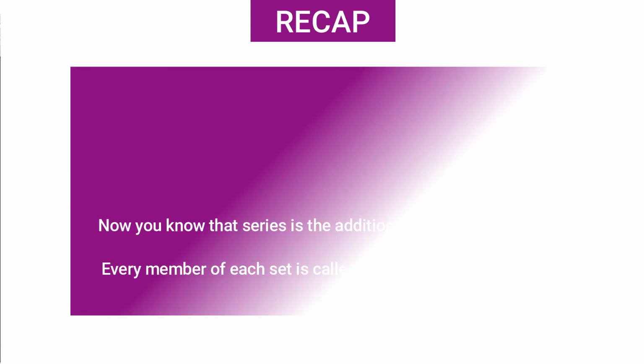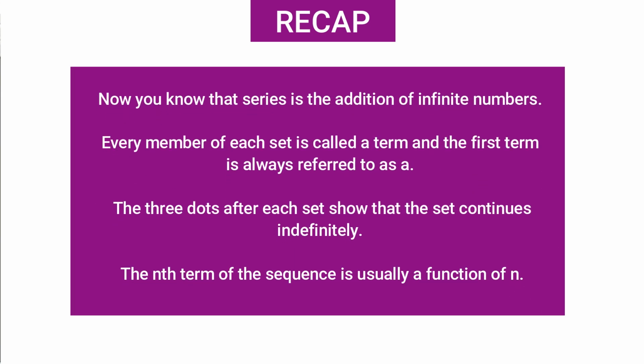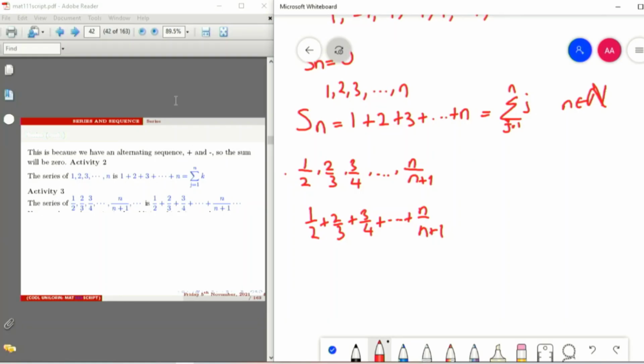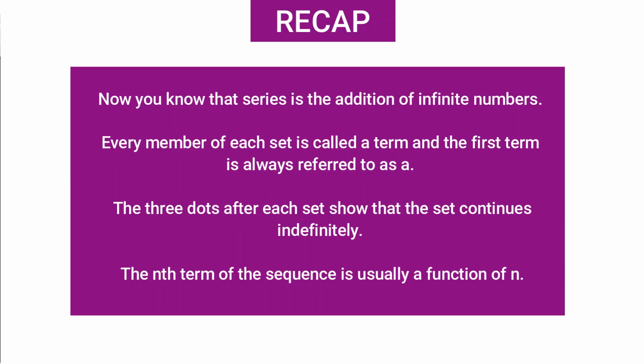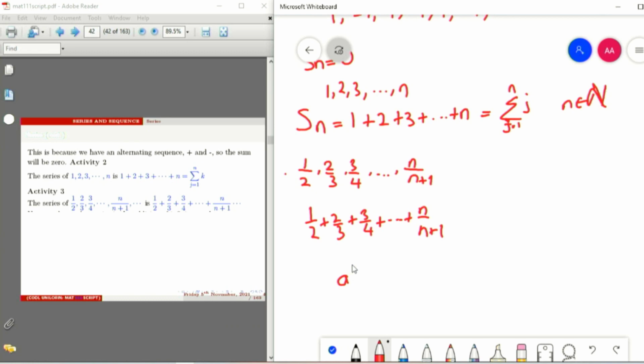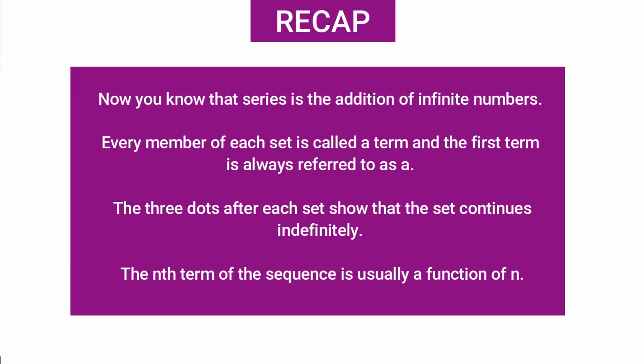Now you know that series is the addition of finite numbers. Every member of each set is called a term, as we have here. The first term is always the first number, the second term up until the nth term. The first term is always referred to as A. So when we want to write this as we move forward, we always denote the first term with the letter A, the first alphabet, okay? And the 3 dots after each set show us that the set continues indefinitely until we have the nth term. The terms of the sequence is usually a function of n.